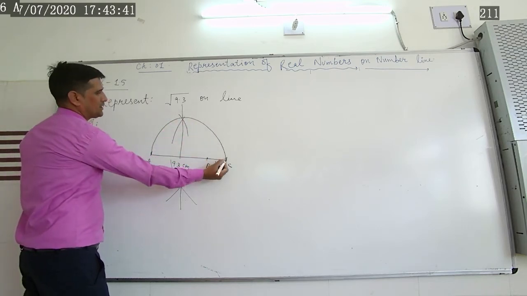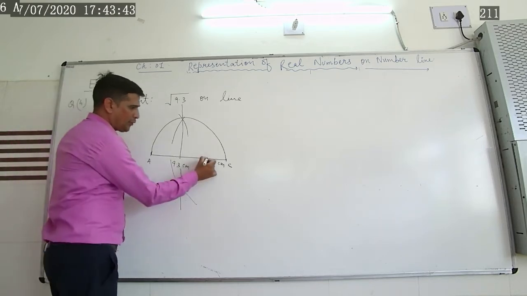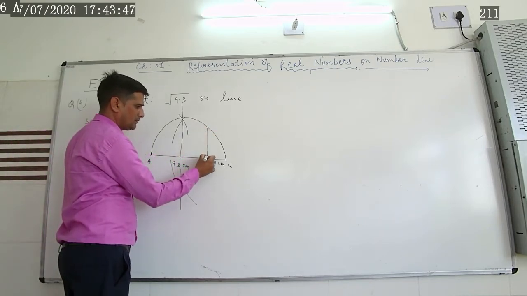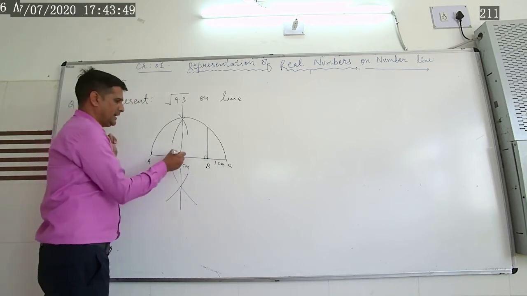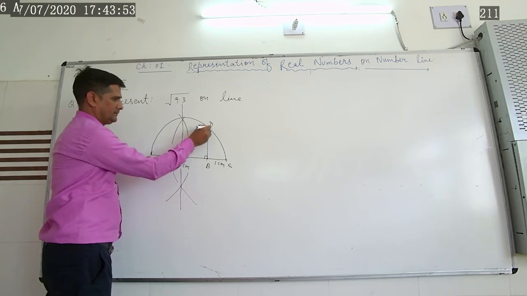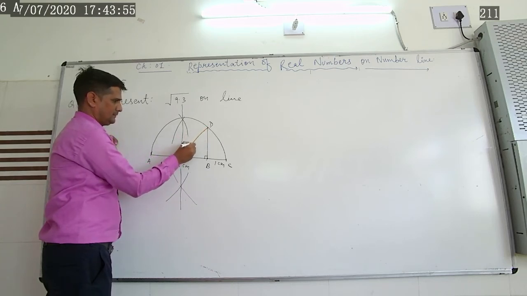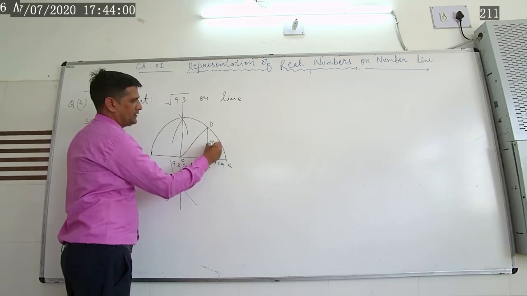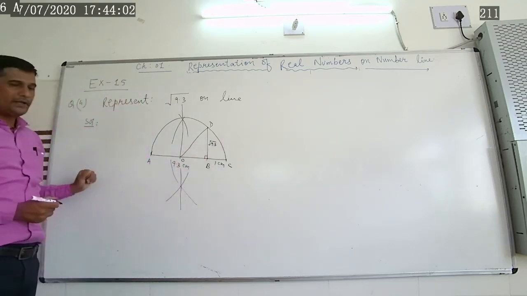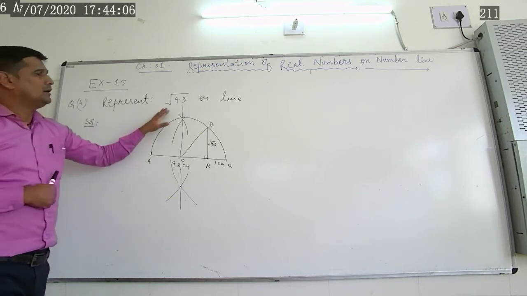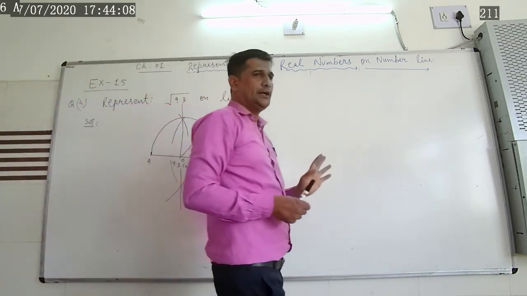You people have to use the compass all the time. Now from point B you can raise one perpendicular, 90 degree angle, and join O to point D. So this length will be nothing but under root 9.3. Everybody? So this is the representation of the decimal number with under root.